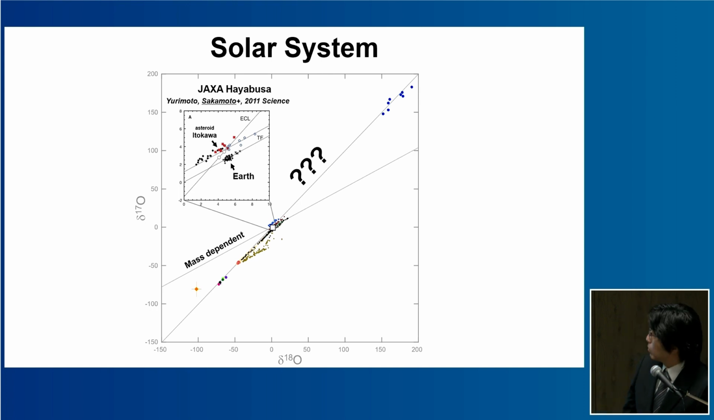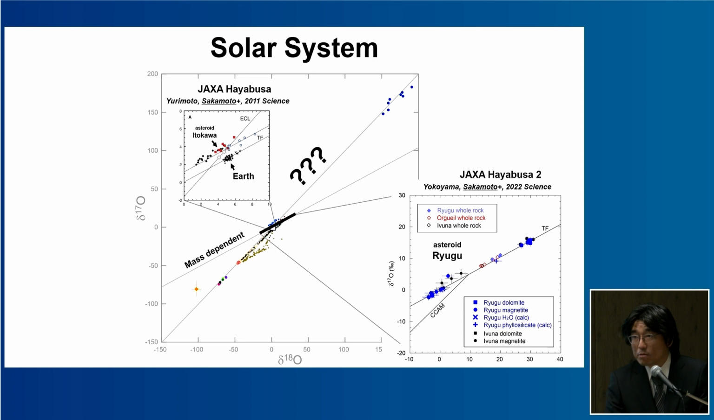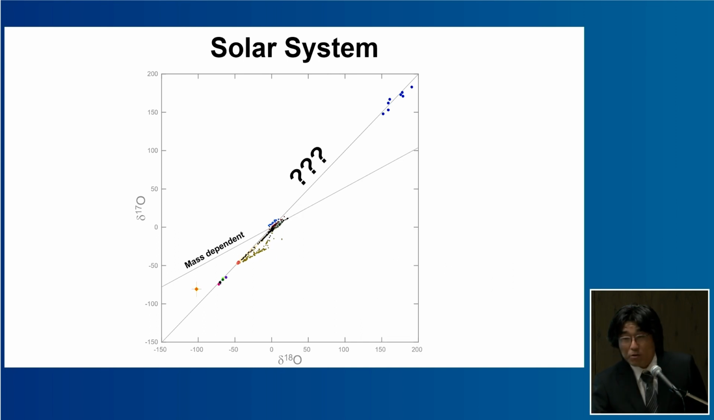Oxygen isotopes of asteroid Itokawa, brought back by the Hayabusa or Hayabusa 2 mission, are close to the Earth on this line. Oxygen is the third most abundant element in the solar system and the most abundant on Earth. So this mystery is one of the biggest problems in our field.